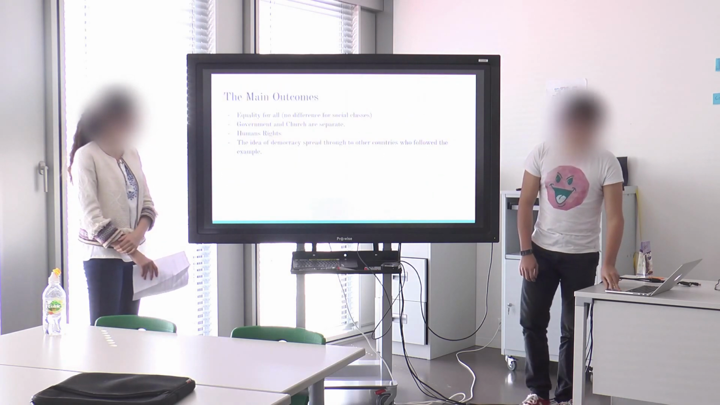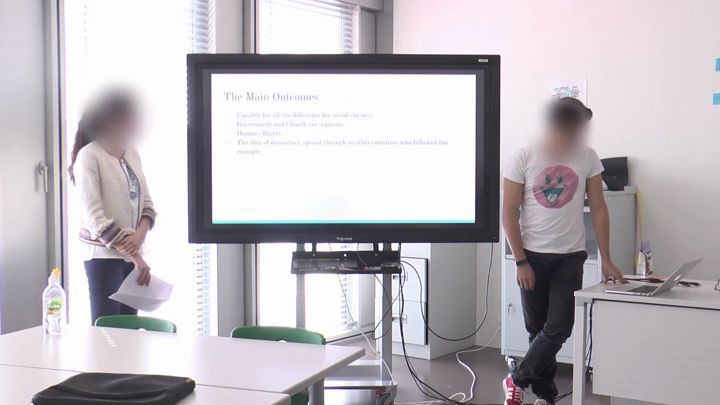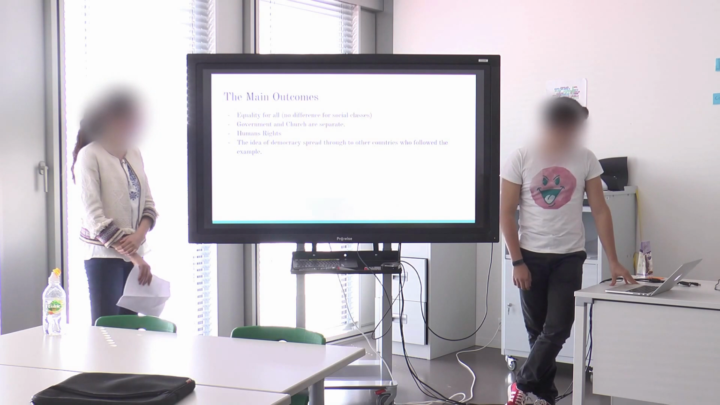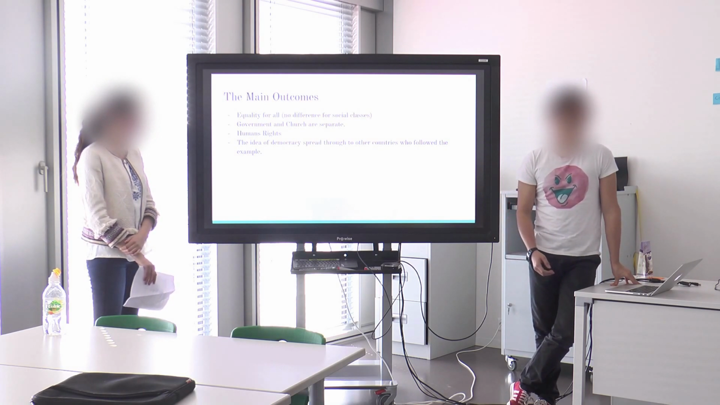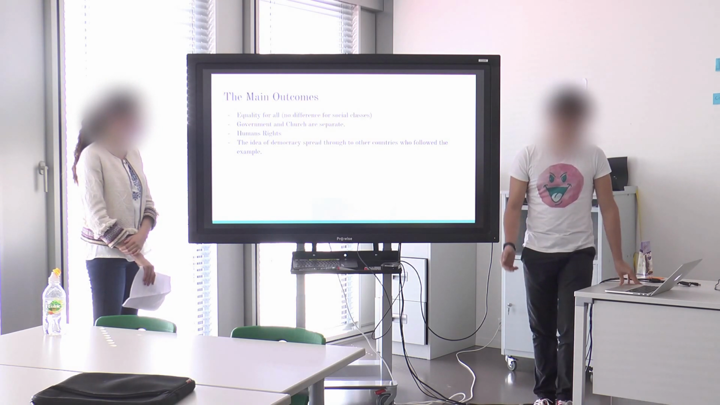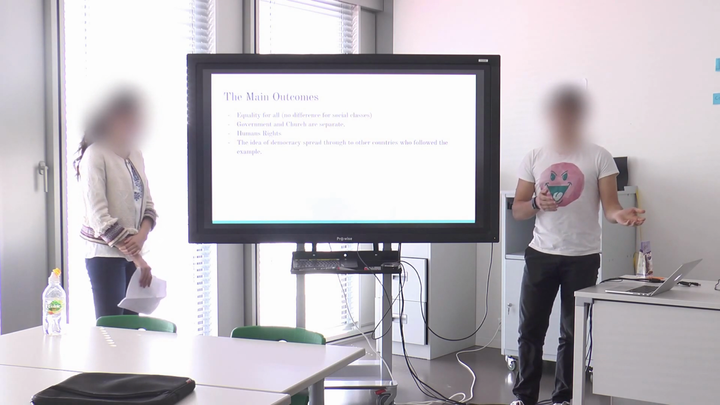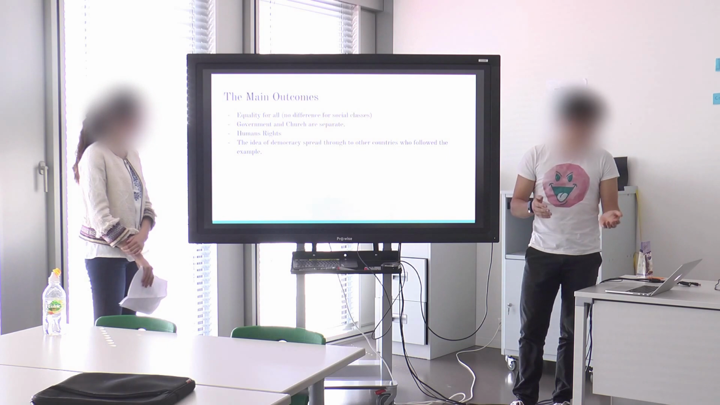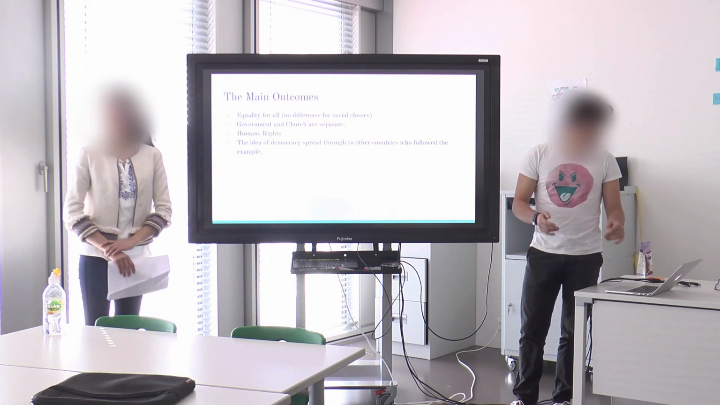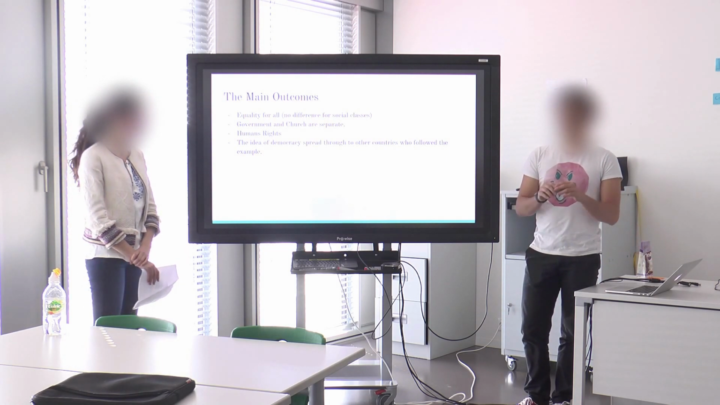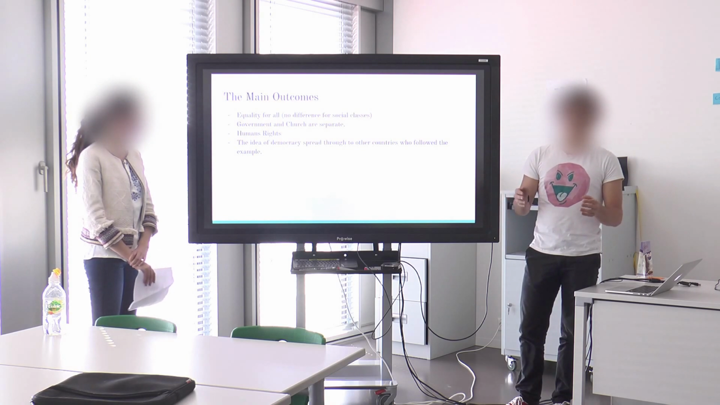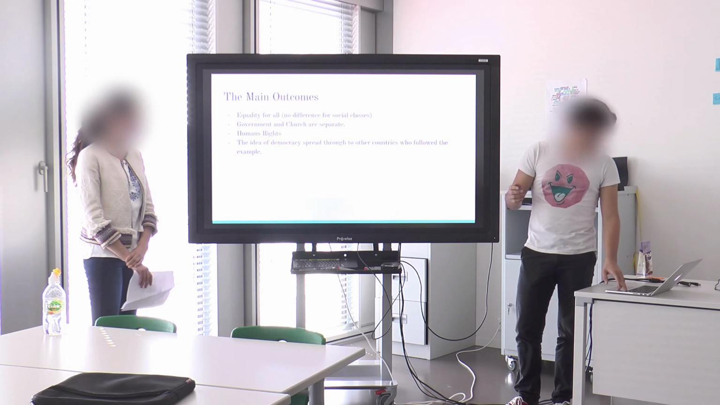Okay, so what were the main outcomes of this event? So firstly, there was equality for all inside the country. It didn't really matter which social class you were from, you had the same rights basically. And then the government and the church were now separate, which was a first in France and in many other countries as well.